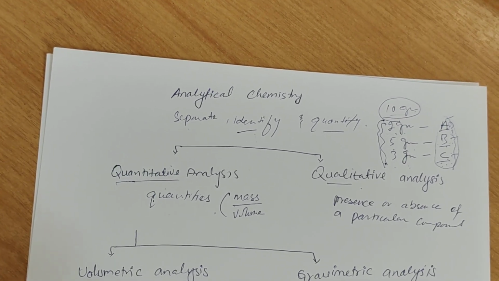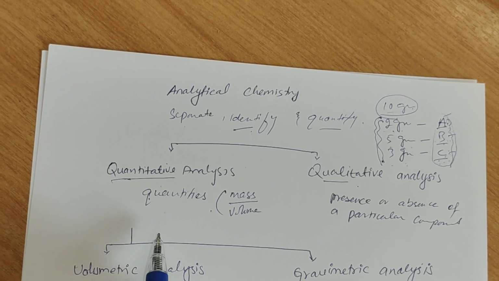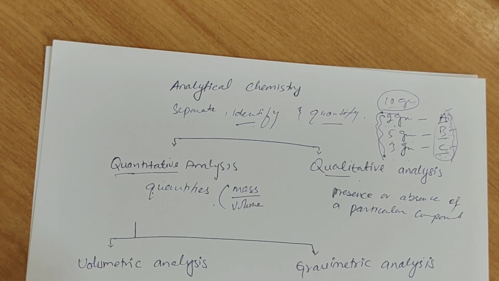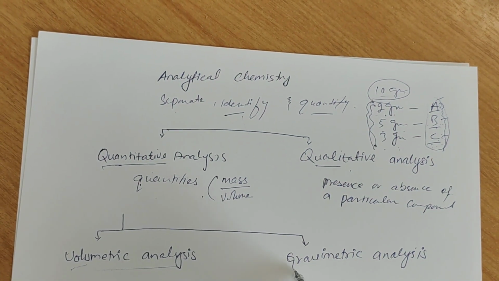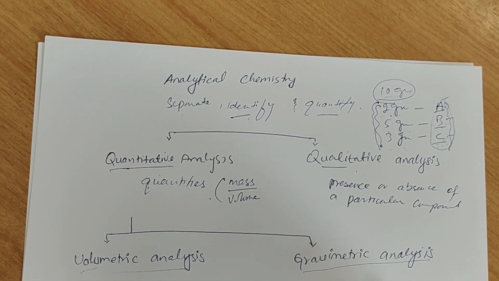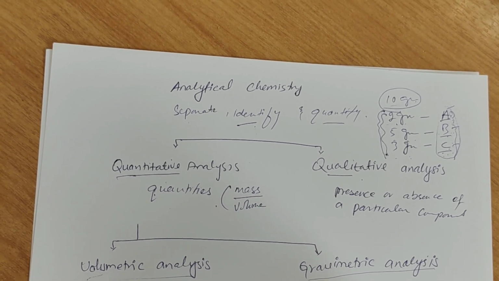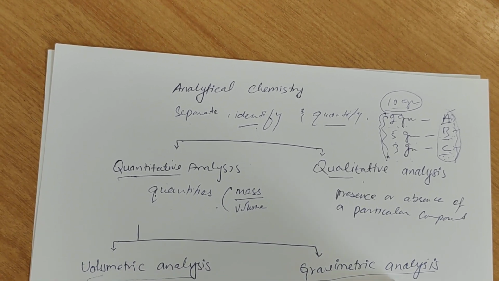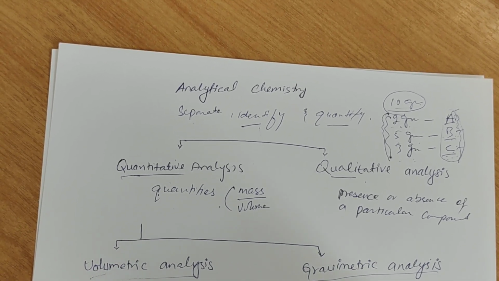Now further moving to the techniques used to determine the quantity of a component in a mixture, there are two types. One is volumetric analysis, and the second is gravimetric analysis. Gravimetric analysis is just the determination of the amount of material present by weighing the sample before and after.